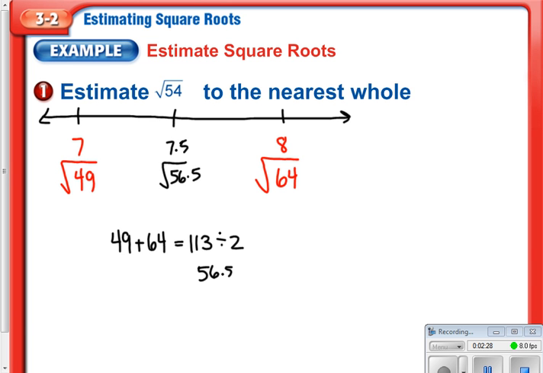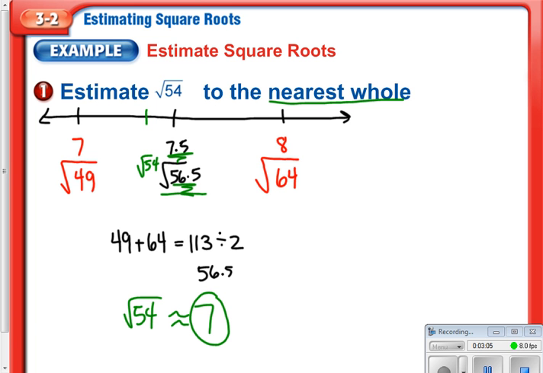Now, if you look at this, the square root of 54 is actually a little bit below 7.5, so the square root of 54 would be on that side. Now, this problem says that you would actually need to round to the nearest whole number. So if the square root of 54 is less than 7.5, which is 56.5, the square root of 54 to the nearest whole would approximately be 7, because it's lower than 7.5, so it would round down.